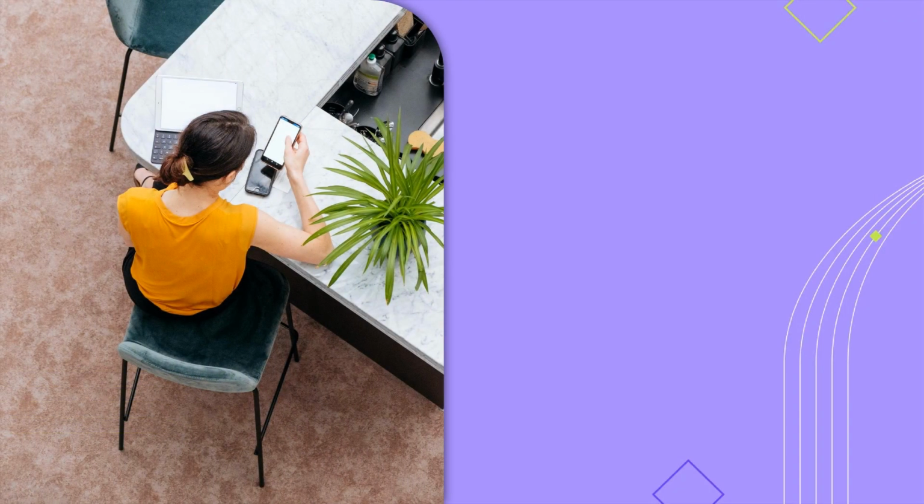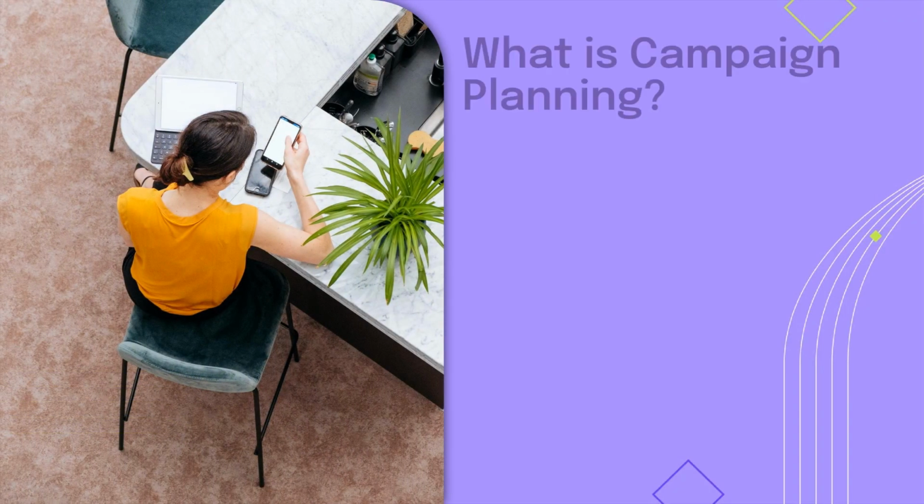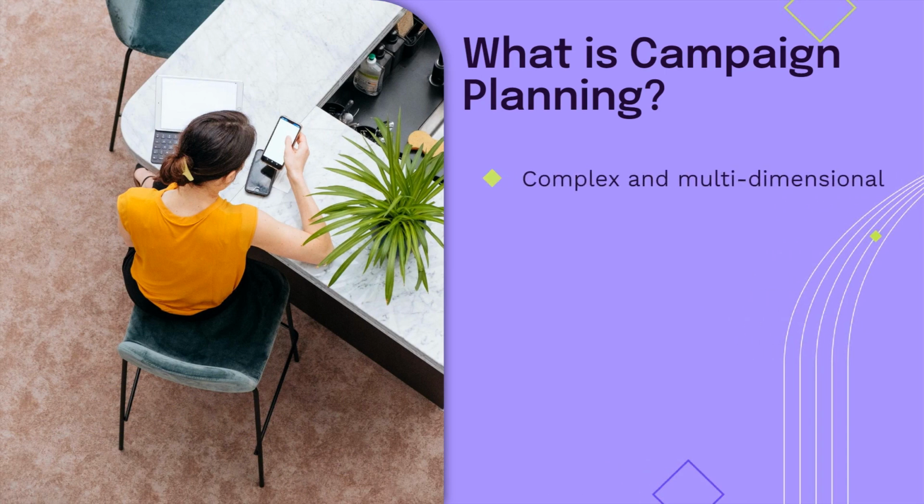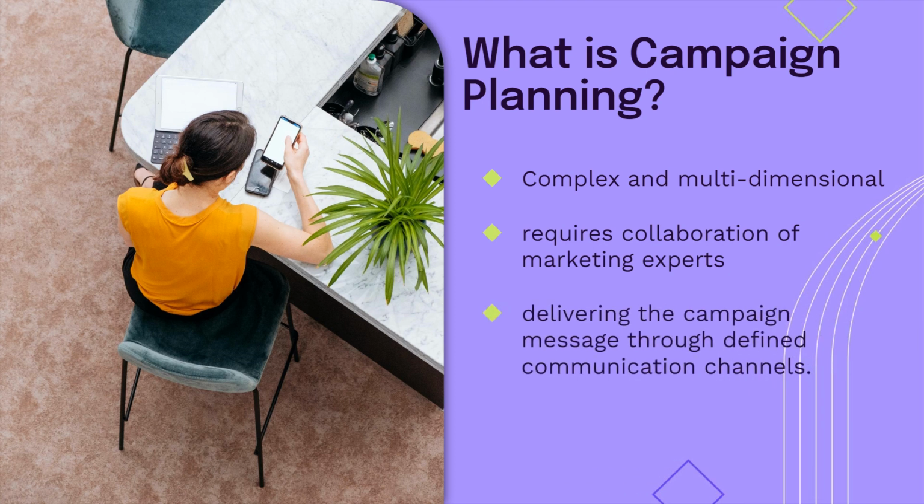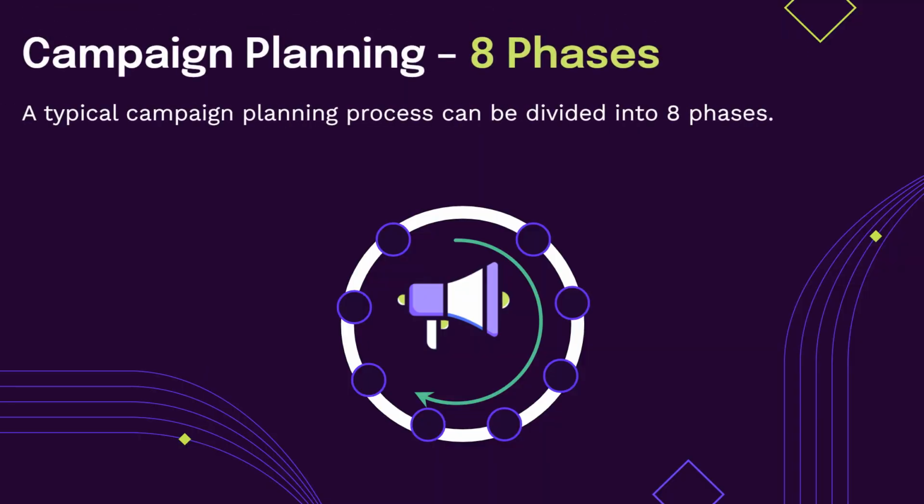Now that we've learned what a campaign is, let's describe campaign planning. Campaign planning is a complex, multidimensional planning task that requires the collaboration of many internal and external marketing experts, with the goal of delivering the campaign message to the target audience through defined communication channels. Ultimately, campaign planning is the strategic communication task that needs to be carefully planned. A typical campaign planning process can be divided into 8 phases.